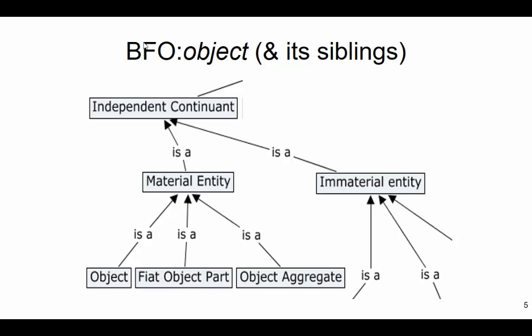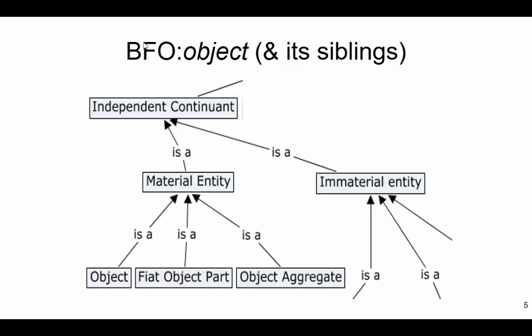So now we need to deal with material entities, which are the most important kinds of entities because we are material entities. So more particularly, we are objects. And we're going to have to define object, and we're going to have to distinguish objects from the other kinds of material entities dealt with by BFO, namely fiat object parts and object aggregates. Now, there may be material entities not dealt with by BFO.